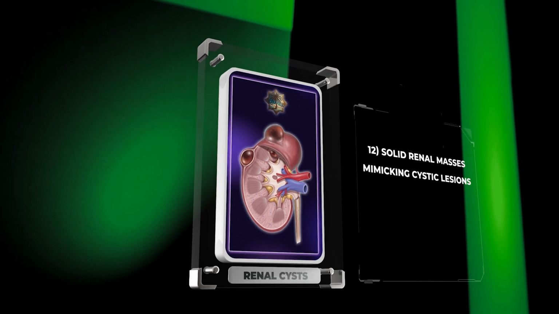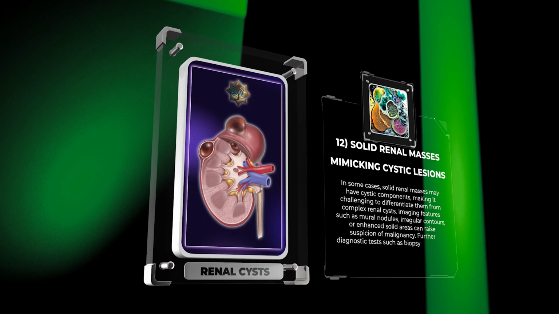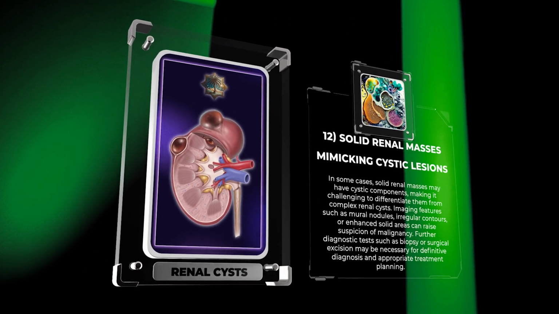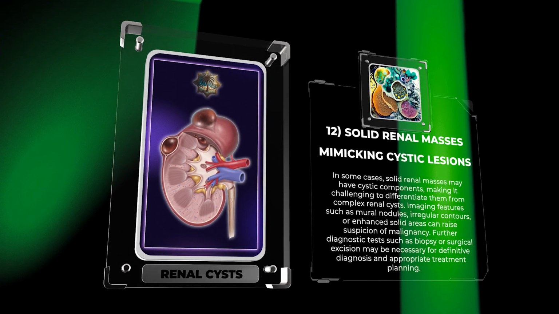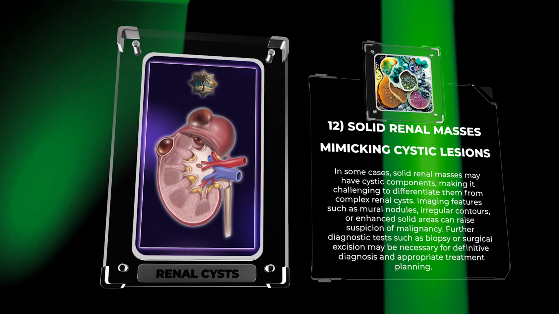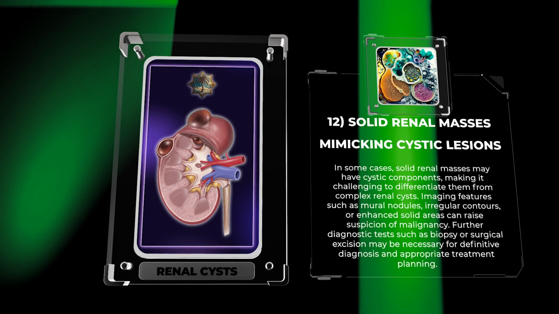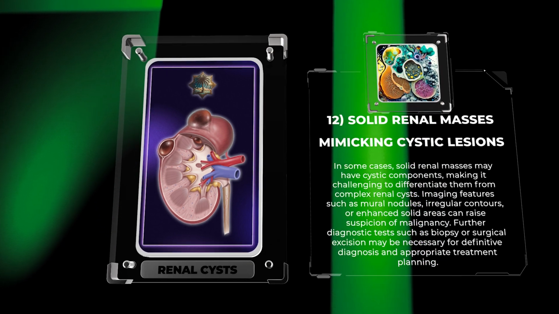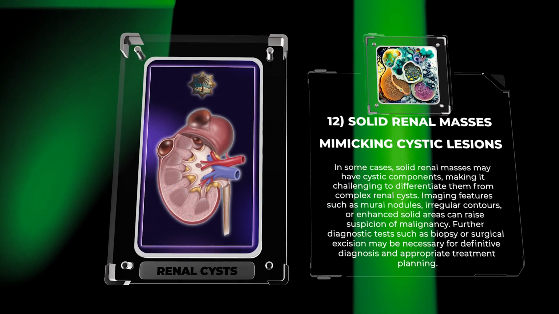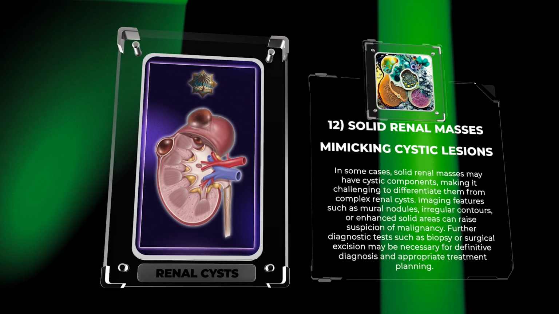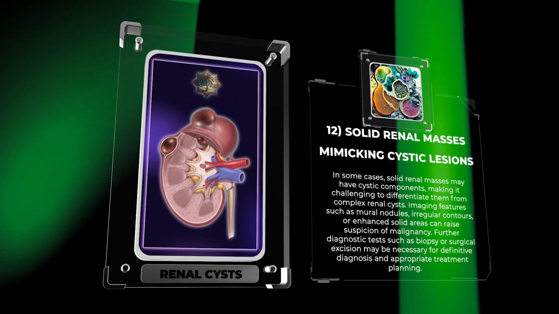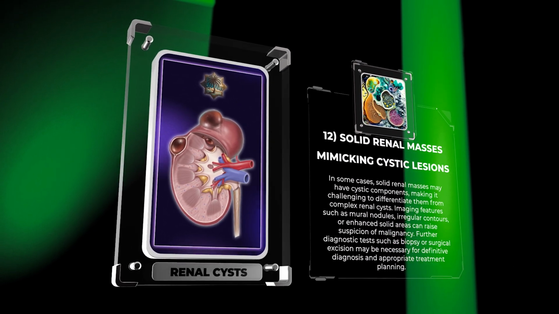In some cases, solid renal masses may have cystic components, making it challenging to differentiate them from complex renal cysts. Imaging features such as mural nodules, irregular contours, or enhanced solid areas can raise suspicion of malignancy. Further diagnostic tests such as biopsy or surgical excision may be necessary for definitive diagnosis and appropriate treatment planning.